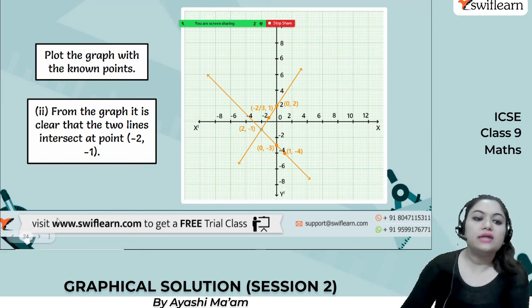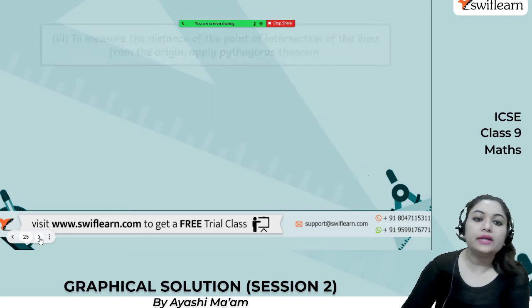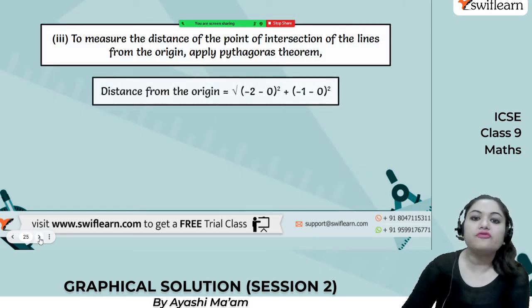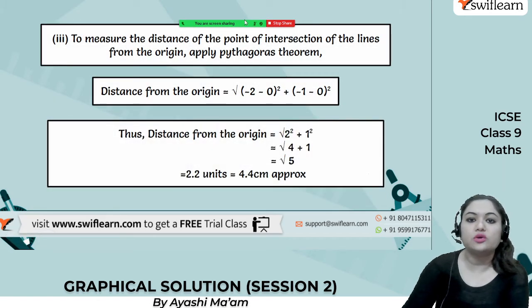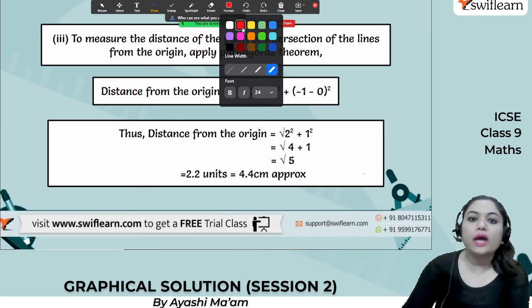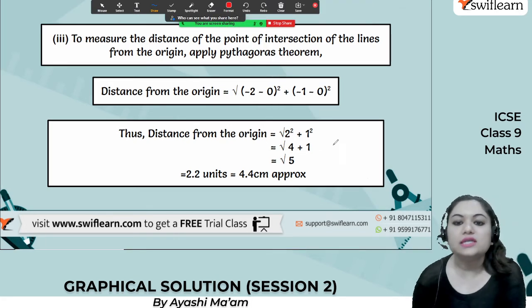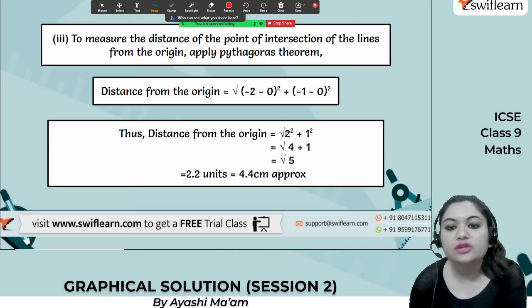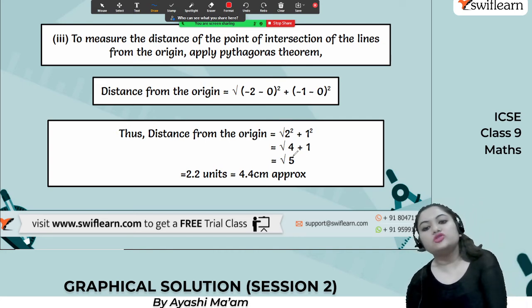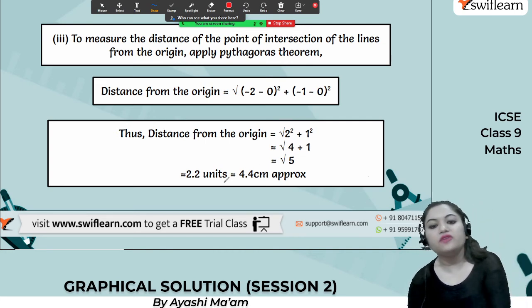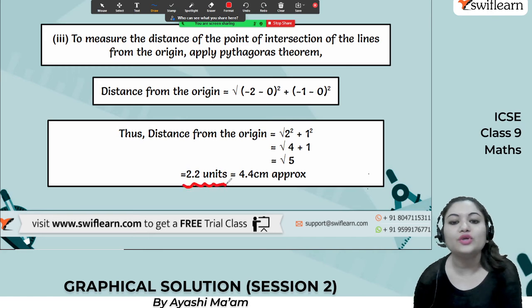I have done videos separately on the distance formula where I have solved a lot of questions. Okay, so you can go and watch that as well. Now see, they have solved it. So they are getting square root of 2 square plus 1 square. So they are getting square root of 5. So that means 2.2 units.